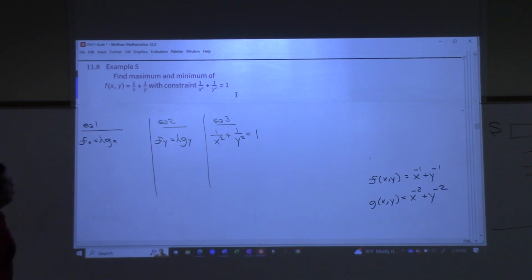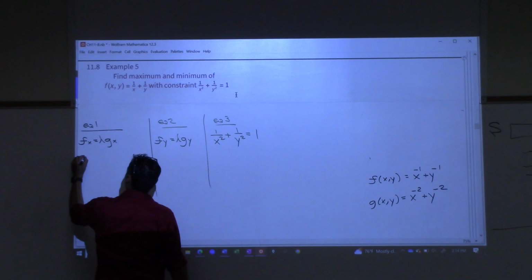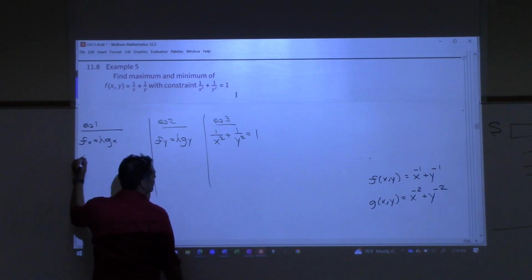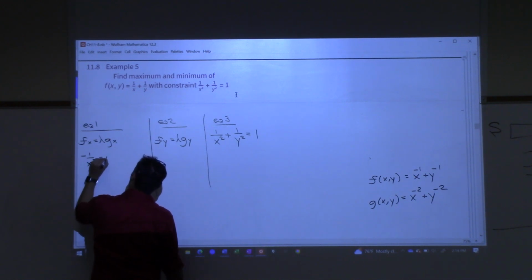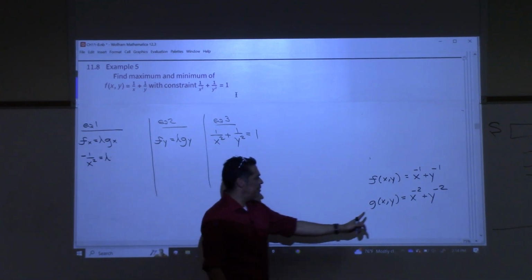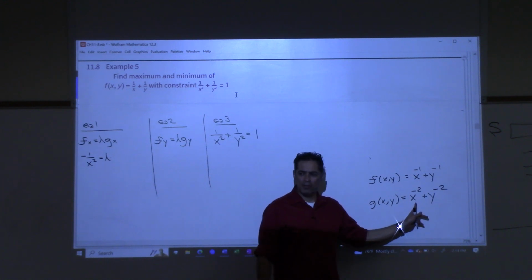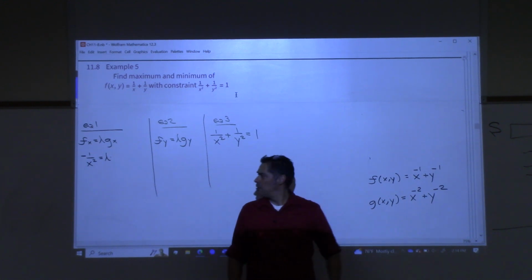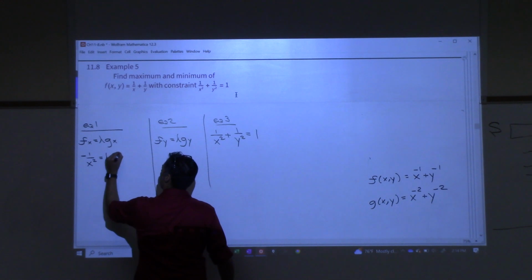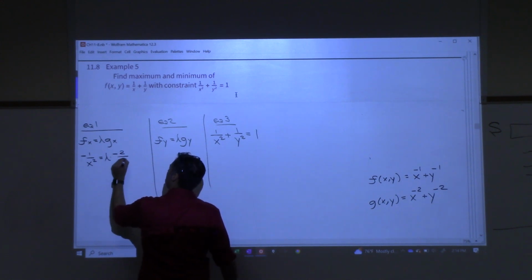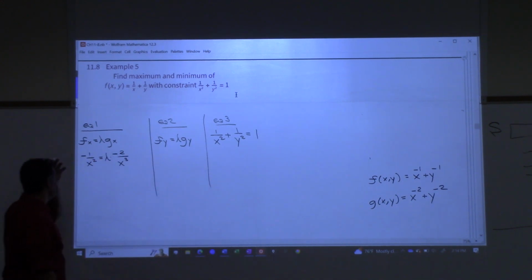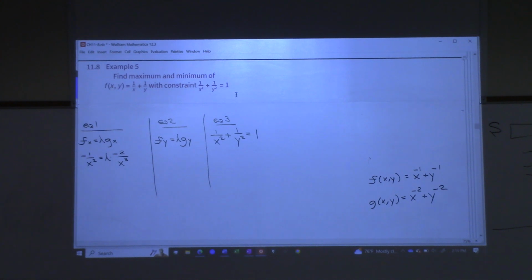Partial of f with respect to x is negative 1 over x squared, right? Okay, negative 1 over x squared. And then lambda times, now the partial of this with respect to x would be negative 2 over x cubed, yeah, because we subtract 1. You okay with those derivatives?